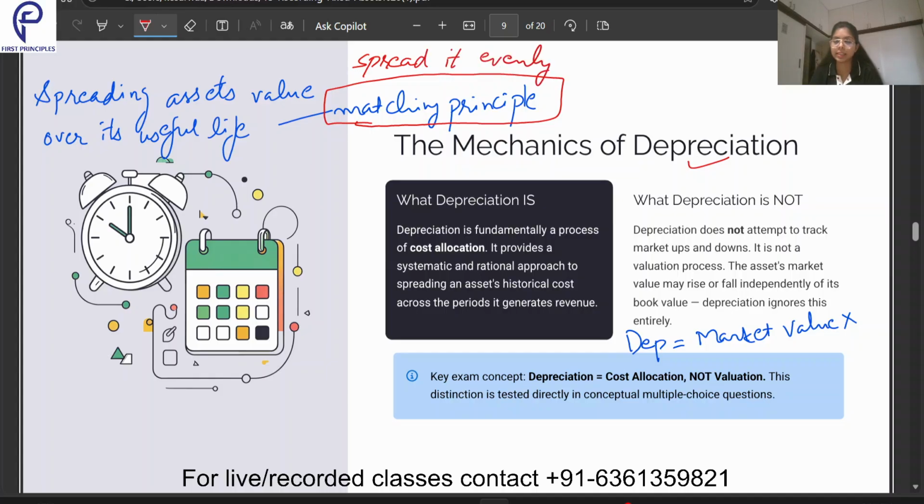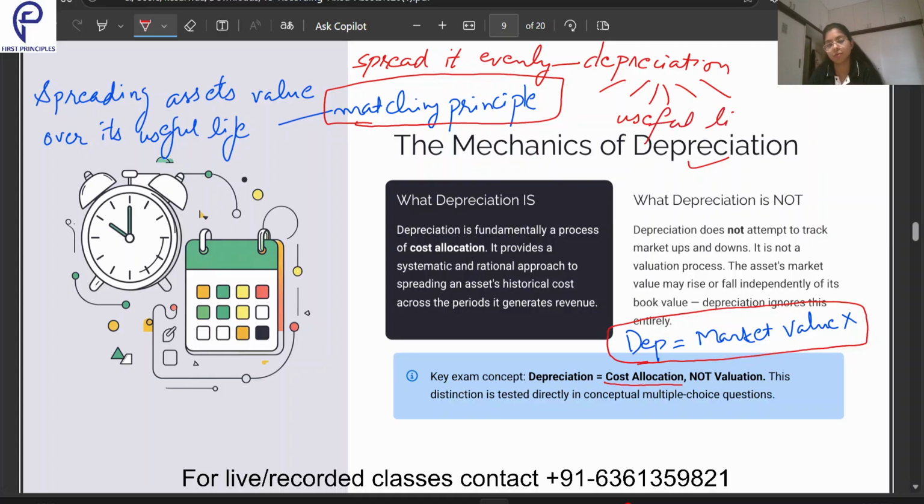So when I'm spreading it evenly, how will I spread it? Using depreciation. Okay. So depreciation is equal to what? Depreciation is not the market value. First thing important to remember, depreciation is the cost allocation. We are allocating the cost among its useful life. Okay, that's how we are doing it.